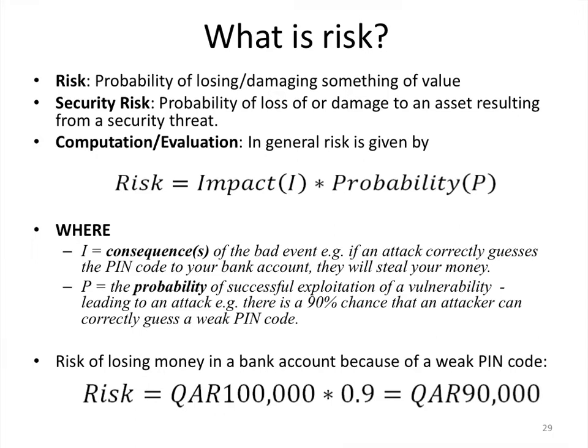Okay, so these are the two components that control how we evaluate the risk. The impact here is the consequence of the bad event that happens to that system or that node. So if an attacker correctly guesses a PIN code that can be used for your bank account, in that case, the impact is really high. And here the probability is the probability of successful exploitation of a vulnerability leading to an attack.